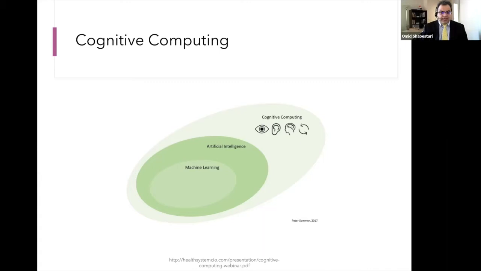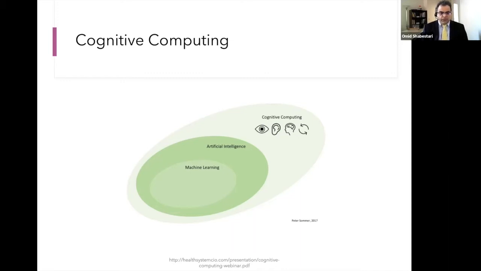Having said that, it doesn't mean that we are excluding the simpler, even linear, supervised and unsupervised types of learning that we used to do for a very long time, because the whole concept of cognitive computing encompasses all of these together.